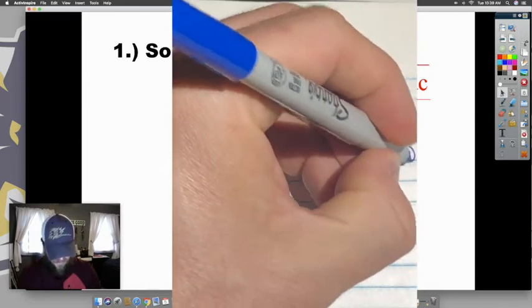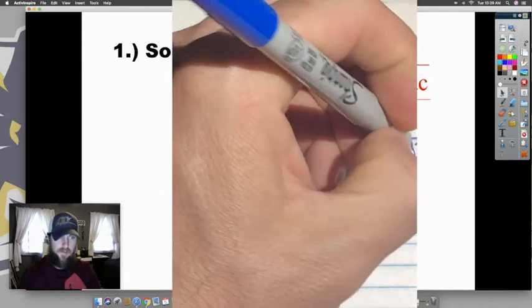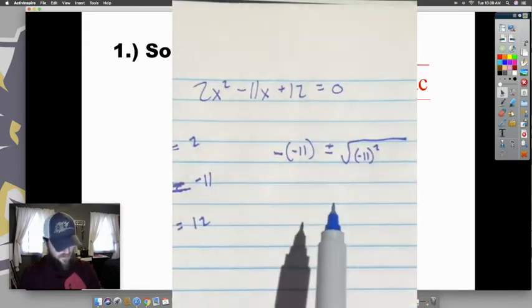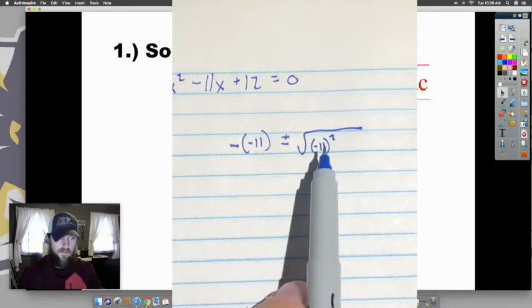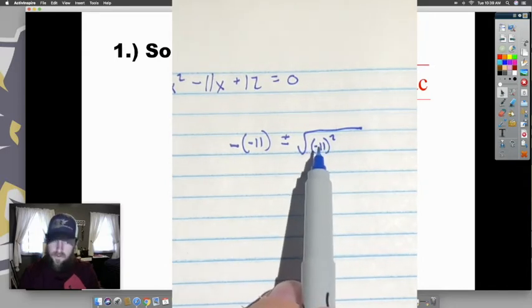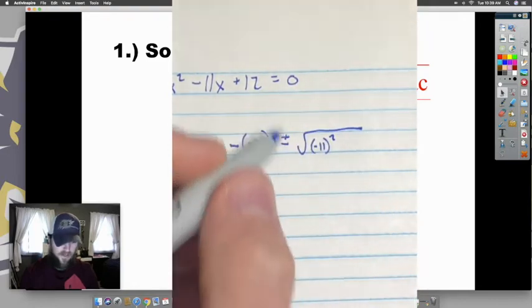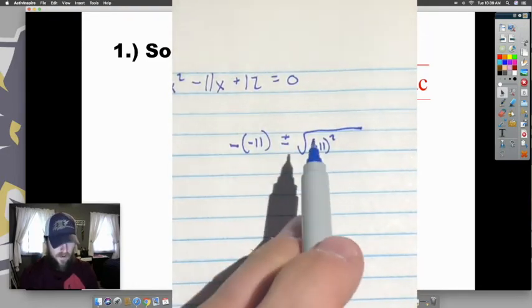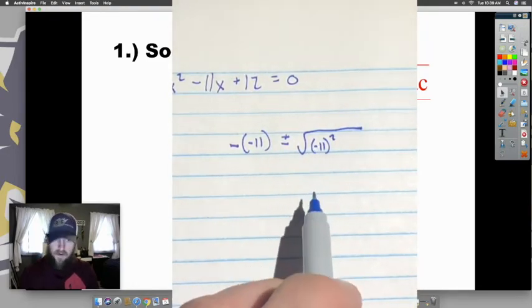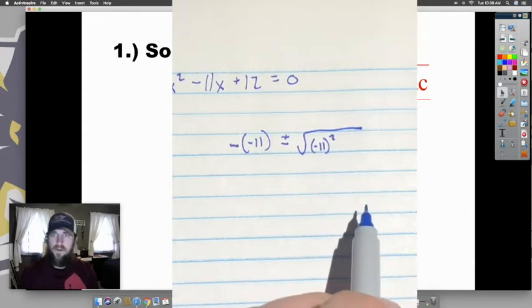11 squared. It's going to be positive, so if you're using a calculator, you better put it in parentheses, or you could forget about the negative and just know that it should be positive and just type in 11 squared. If you also know that already, you might even just write down 121, or whatever the number is squared.